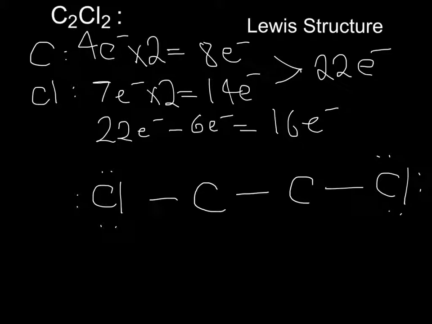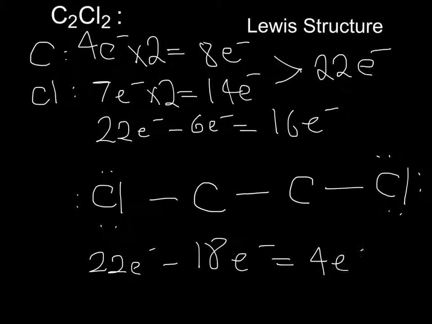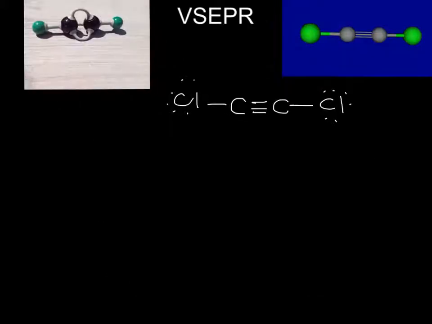Those are going to be our lone pairs. So we have 2, 4, 6, 8, 10, 12, 14, 16, 18. So that means that we have 22 electrons minus the 18 electrons, meaning that now we have a remainder of 4 electrons. We're going to go ahead and place those last 4 electrons as a triple bond between the two C's.